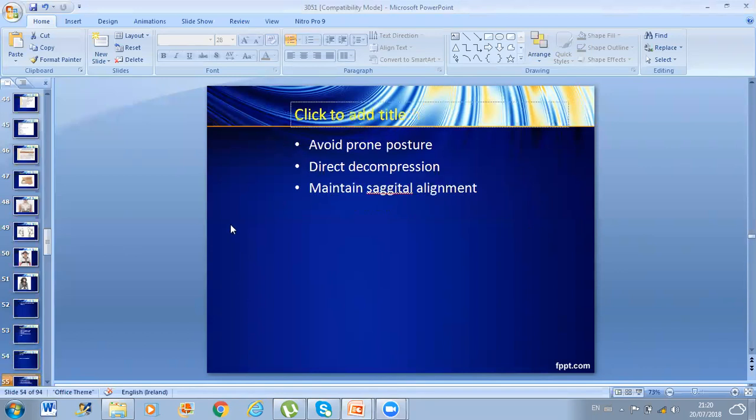I just left for a few minutes. What did we discuss, anterior and posterior approaches? We discussed the anterior approach only. So we avoid the prone posture, we do direct decompression, and we maintain the sagittal balance.